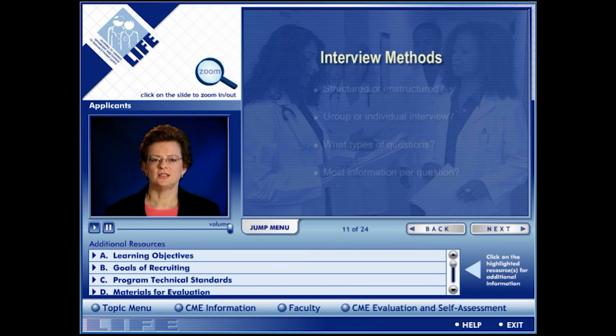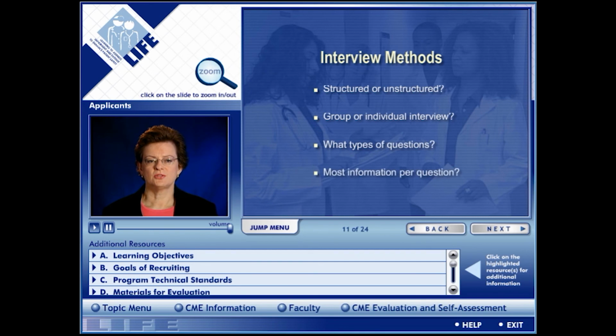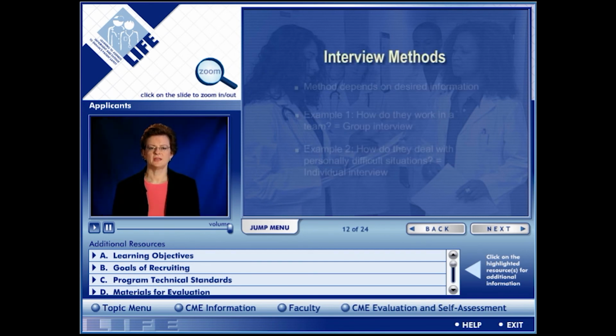On the interview day, you need to have decided which interview methods to incorporate in your interview process. These decisions can be approached by asking the following questions. Should the interview be structured, asking a standard set of questions of every candidate, or unstructured? Should it be performed as a set of group interviews or individual interviews? What types of questions are the most revealing? How can you uncover the most information from each question? These questions can only be answered when you know what you want to get out of the interview.